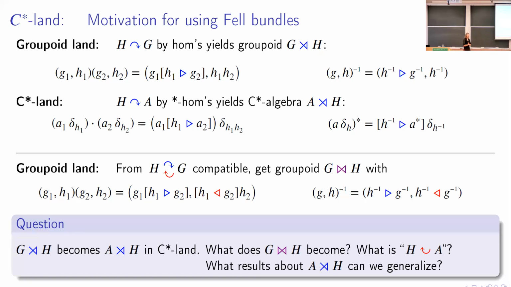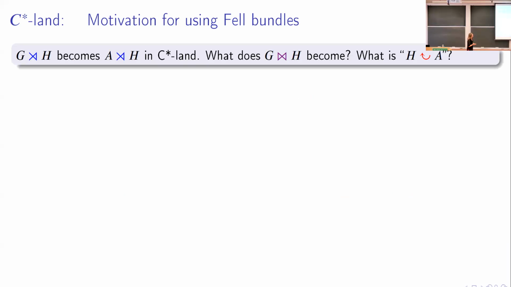Ah, yes, very good point. That will come up. Yes, Exel's C-star blends will come up. Okay, so the question just repeated, what is the analog of G bow tie H? And if you haven't picked up on it yet, by the way, my little bow tie is purple. It's a mix of blue and red.